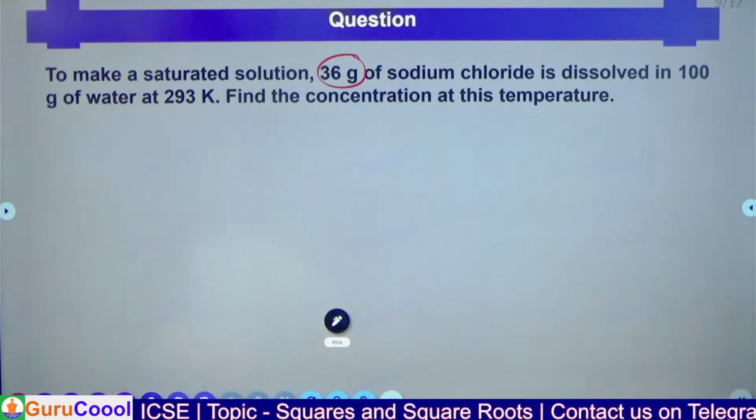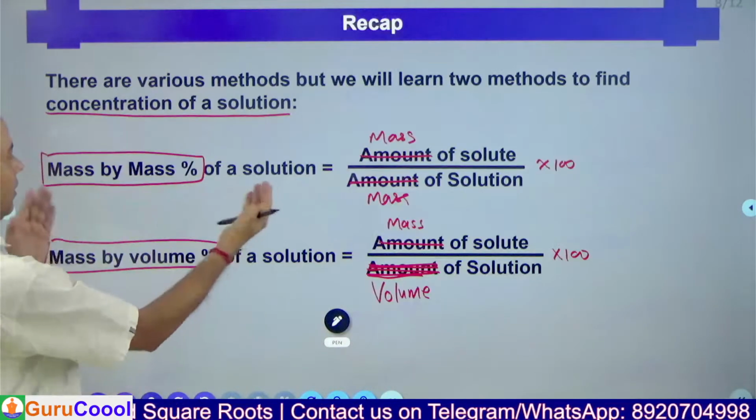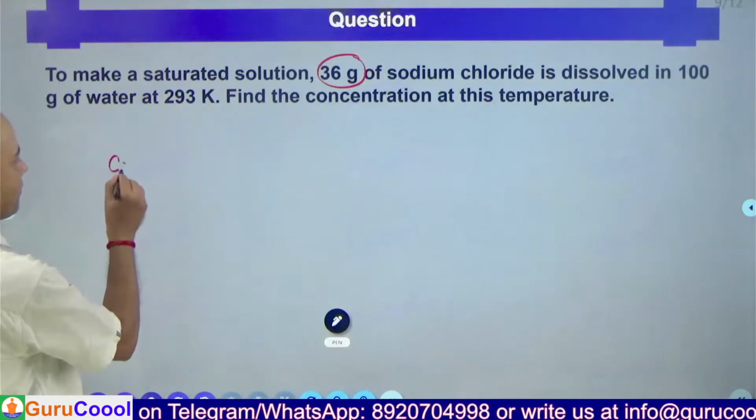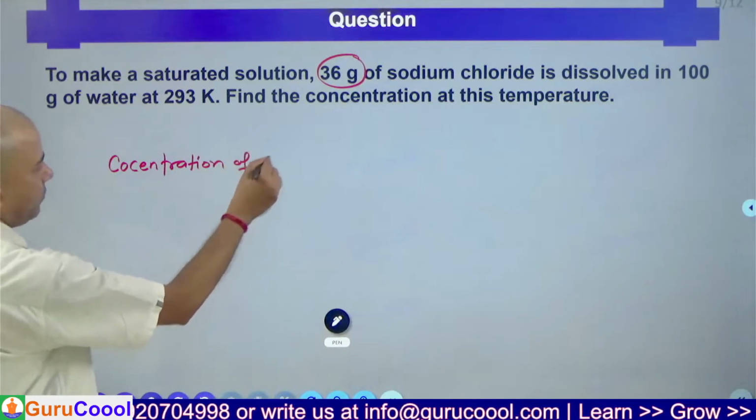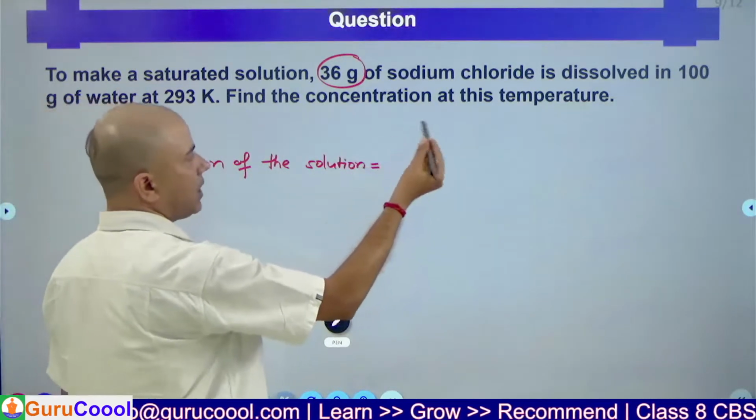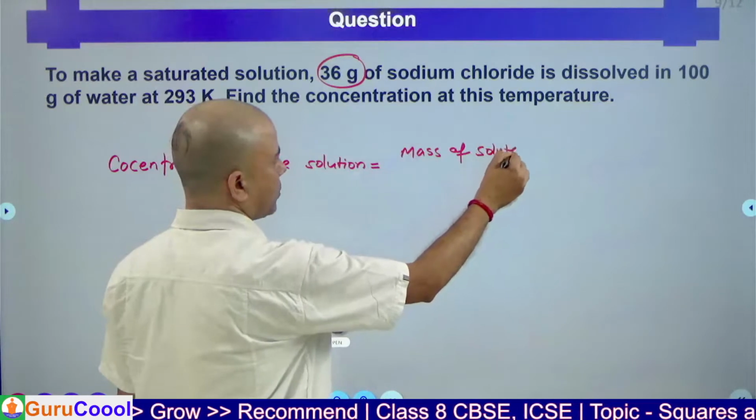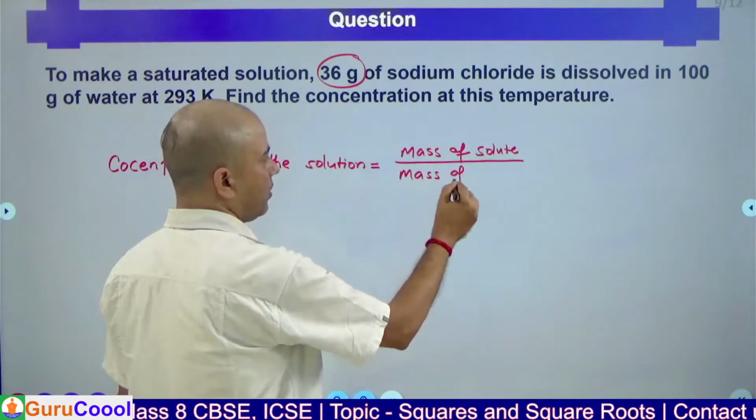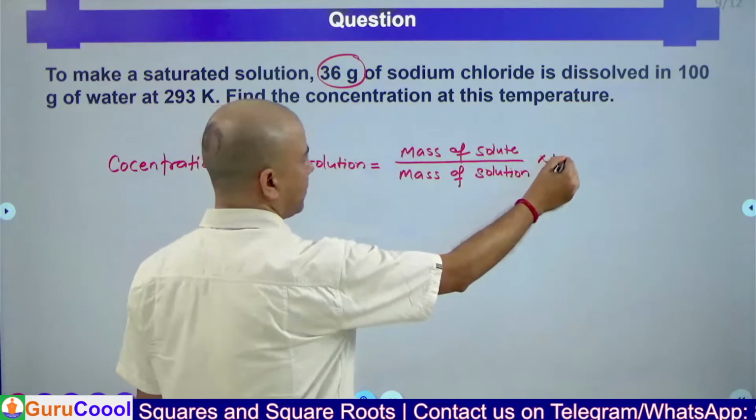Right, mass by mass percent. Either we will write this heading, mass by mass percent, or just write concentration of a solution. We have to take mass of solute in the numerator, divide by mass of solution, the whole thing, in the denominator, multiply with 100.